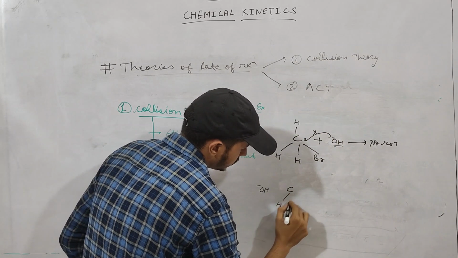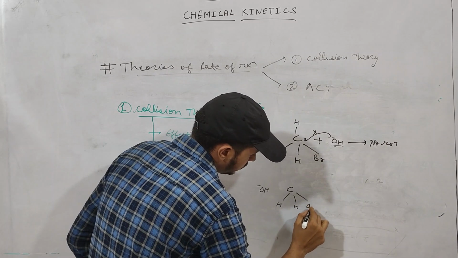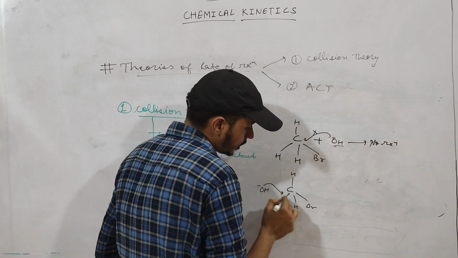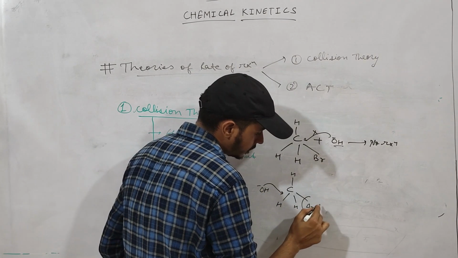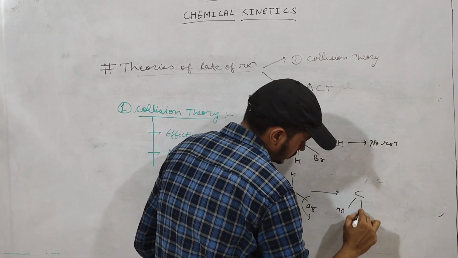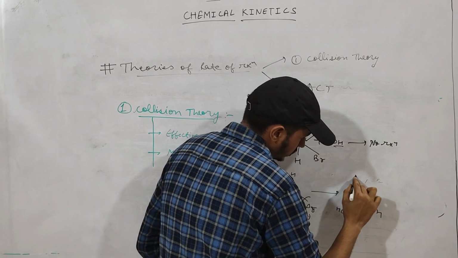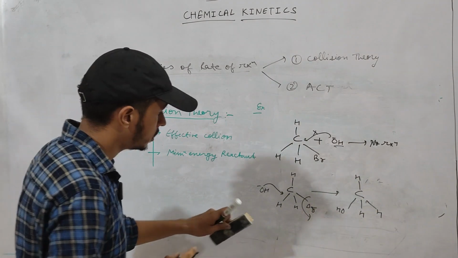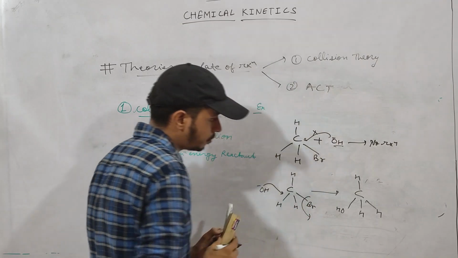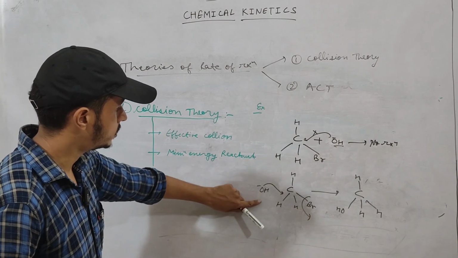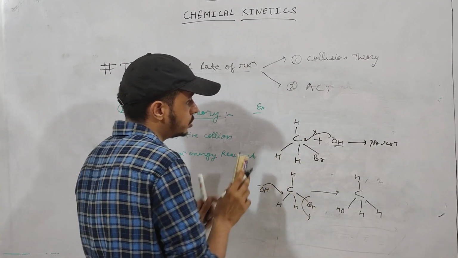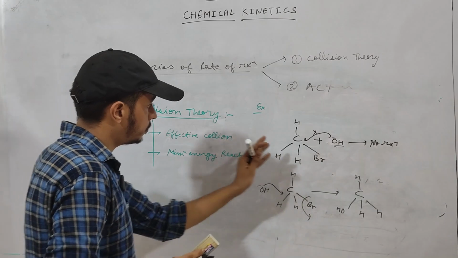And if it attacks from the different direction, this reaction will proceed. Now OH will attack the carbon and bromine will be removed here. So this is a nucleophilic reaction, and OH will become attached here. So now you have seen that this bromine is removed from here because this is an effective collision. The reactant molecule is converted into product, and this is not an effective collision, so this reaction will not move further.